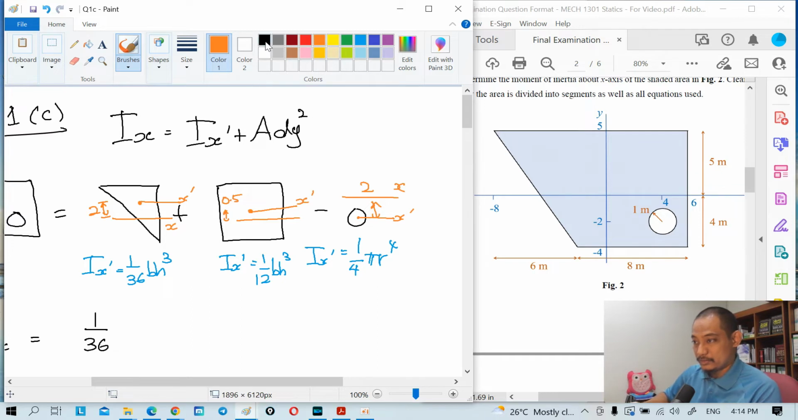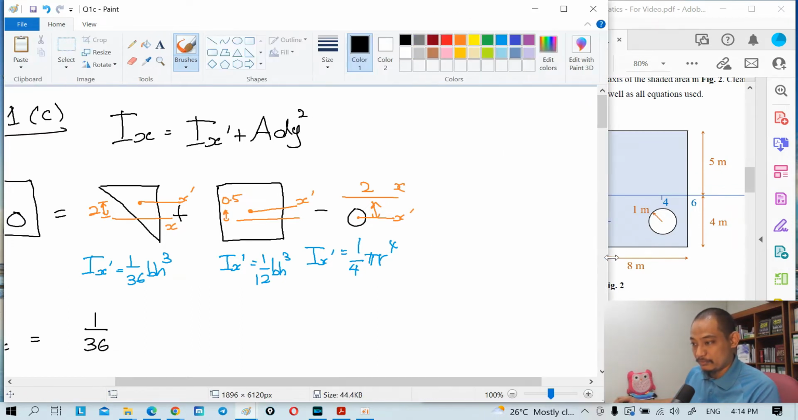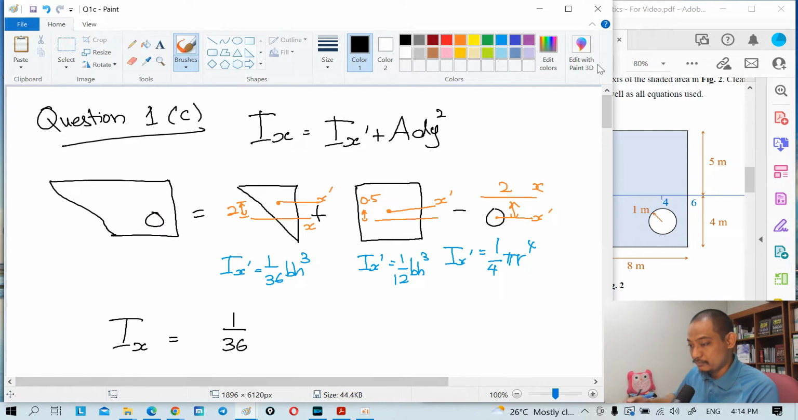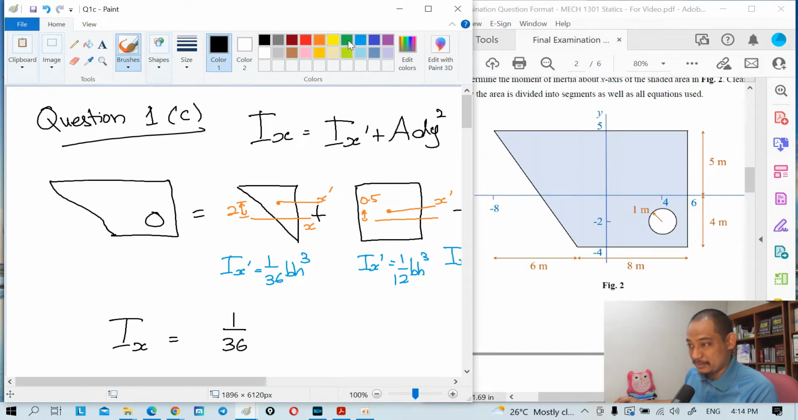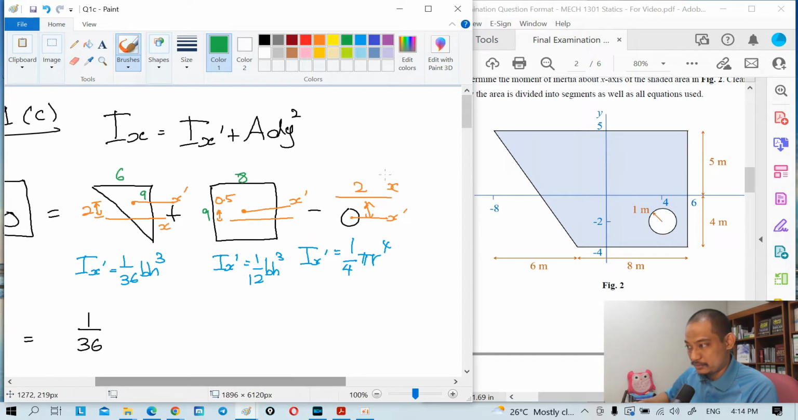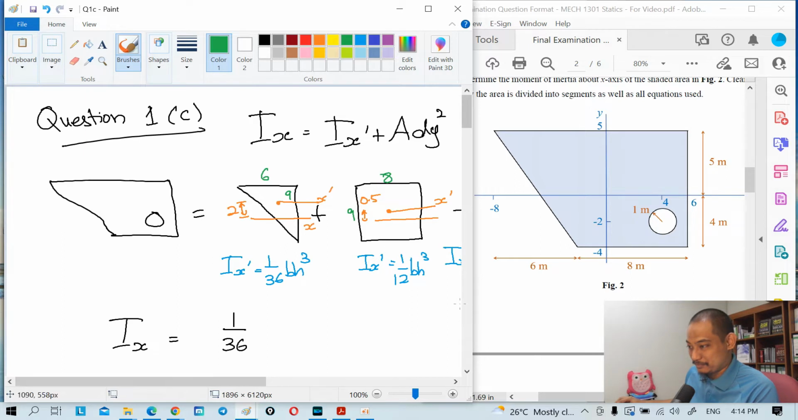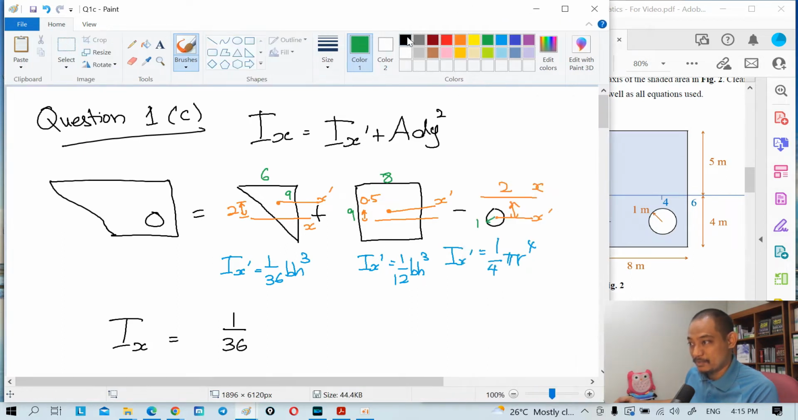Alright, so let's solve. We have all the information already. 1 over 36 b. Okay, let's take a look at that information. Let's use green. So this is 6, and this height is 9, right? Height is 9. This is 8, and the radius is 1. Alright, now we have all the information needed.